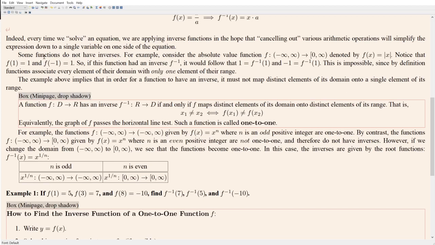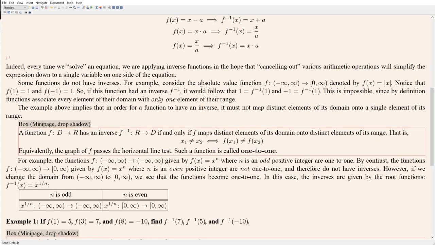Now, some functions do not have inverses. It is not always possible to cancel out the action of a function exactly. So take, for example, the absolute value function. The absolute value function has as its domain all of the real numbers, from negative infinity to infinity, and its range is the collection of positive real numbers, or, well, positive numbers and 0. So that's the absolute value function, the domain and the range.